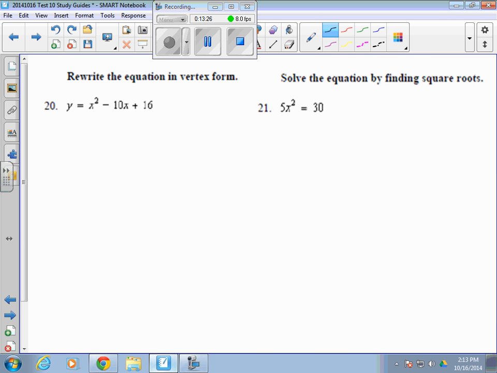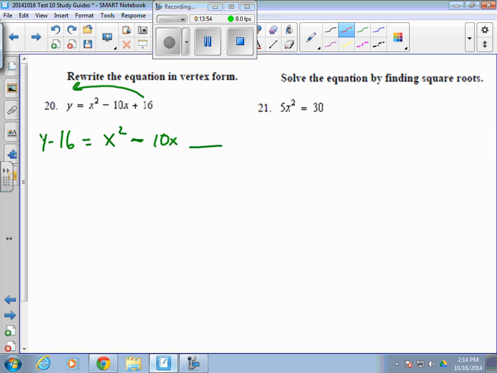Number 20, we want to rewrite it in vertex form. We have to do the same thing as far as completing the square. Move 16 over. I know 16 is a perfect square, and you can take the square root of it and get 4, but you won't get to b's value 10 or negative 10. So we have to move it over. So now we have y minus 16 equals x squared minus 10x plus c. Okay, we need to find a new value of c.